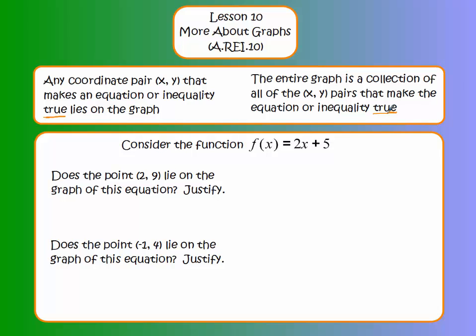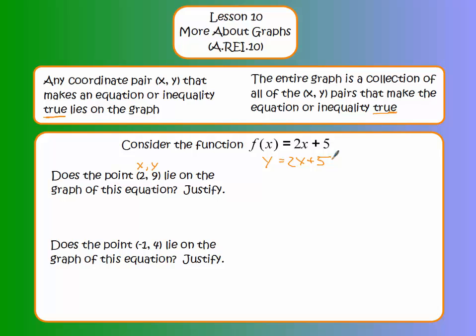All right, so let's take a look. Consider the function f of x equals 2x plus 5. It asks, does the point 2, 9 lie on the graph of this equation? And justify our answer. Okay, a couple things here. First, remember that any point is really just x, y. Also, remember that this function notation f of x really means y equals 2x plus 5.